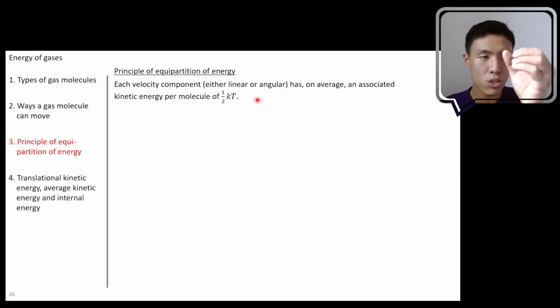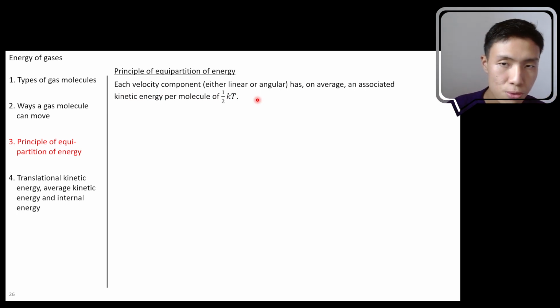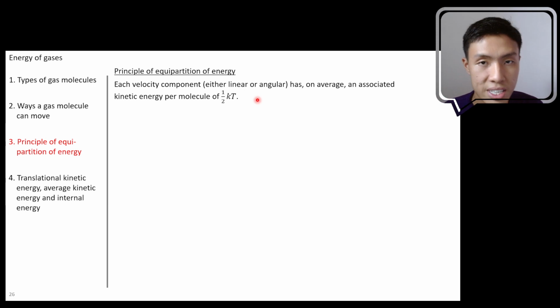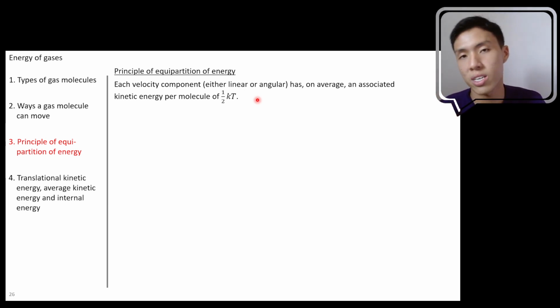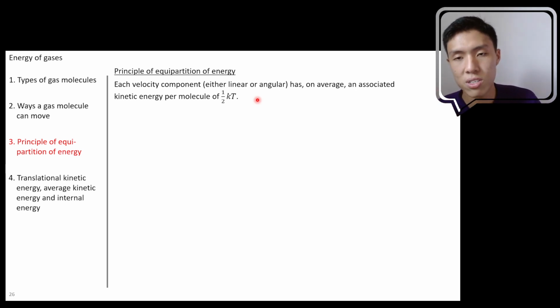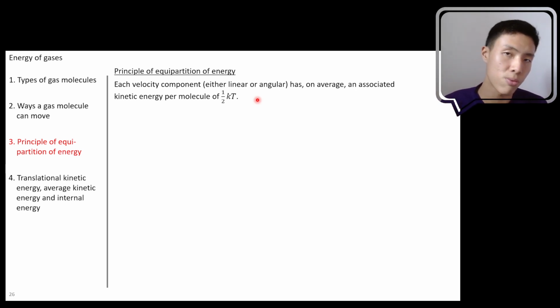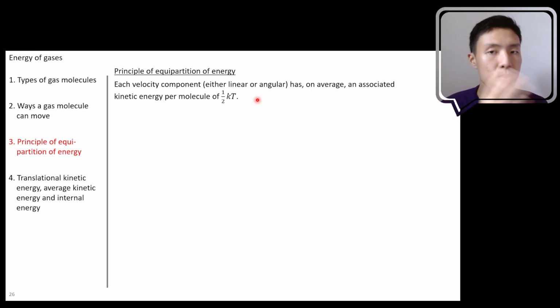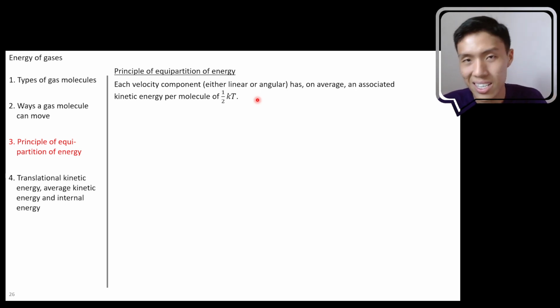So if your molecule has 6 different ways to move, then each different way it moves can have a kinetic energy of half kT. So if you have 6 different ways, then you have 6 times half kT for your kinetic energy. Let's say another molecule has 5 different ways of moving. So you have 5 velocity components, right? Each velocity component will contribute half kT of kinetic energy. So in total, you have 5 times half kT, 5 over 2 kT of kinetic energy. That's basically the idea, okay?